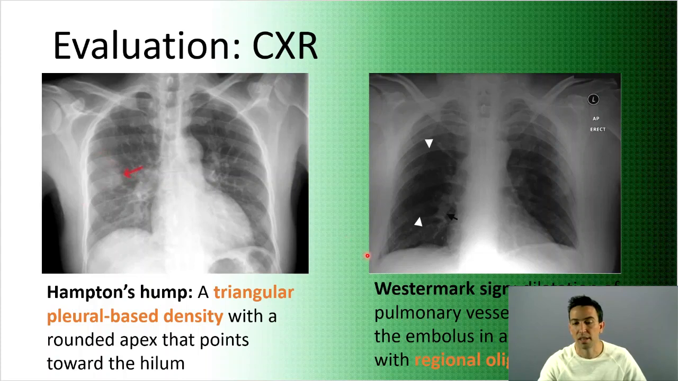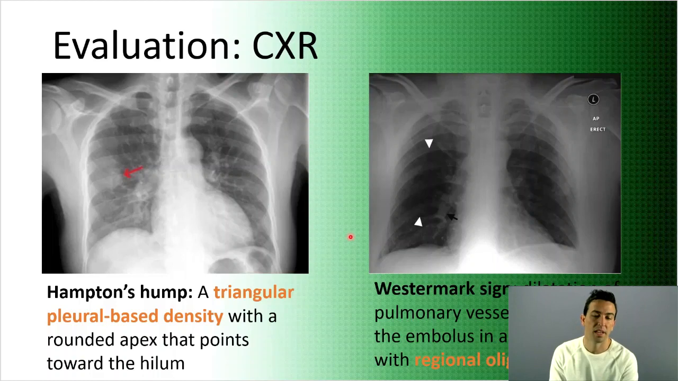The next one is Westermark sign, where you see lung markings here and then you don't. So you have this dilation of a pulmonary vessel proximal to the embolus, and it's associated with regional oligemia distally, or loss of the lung markings here. And that's what's called a Westermark sign. Seen it both where you get a picture or it's described to you. So Westermark sign, think regional oligemia. Hampton's Hump, think triangular pleural-based density. We're trying to get to a pulmonary embolism.